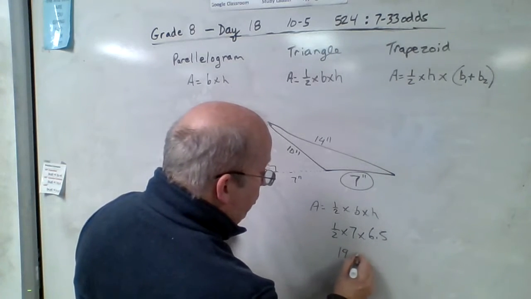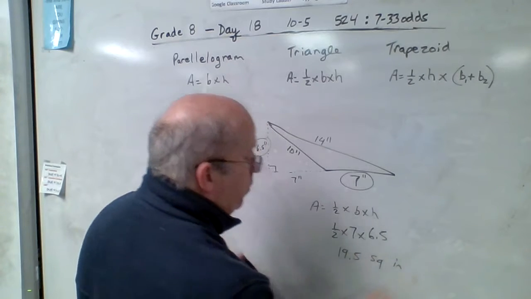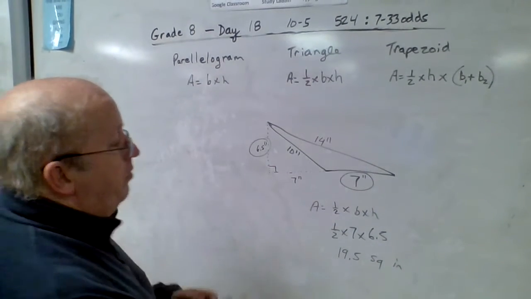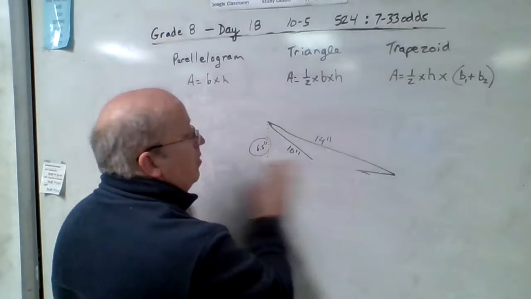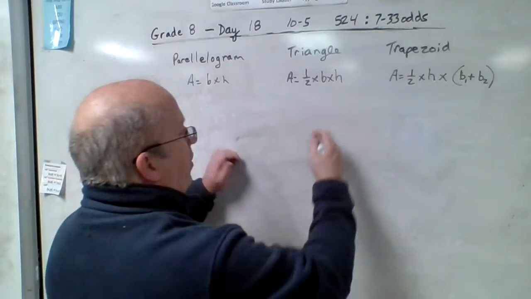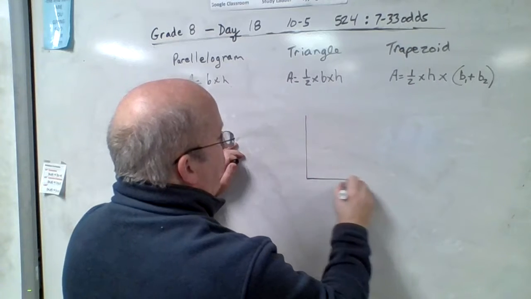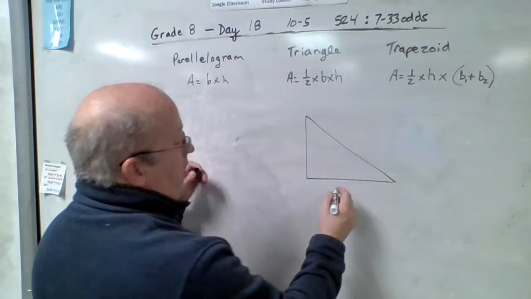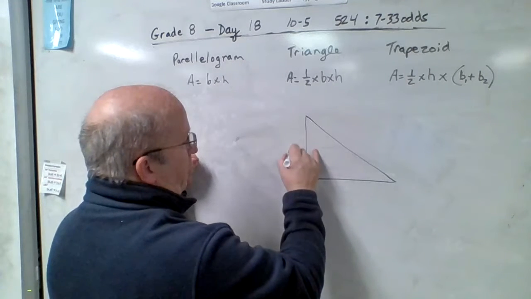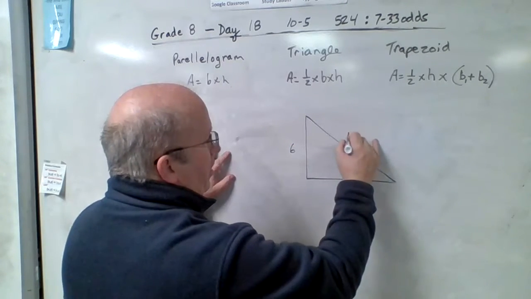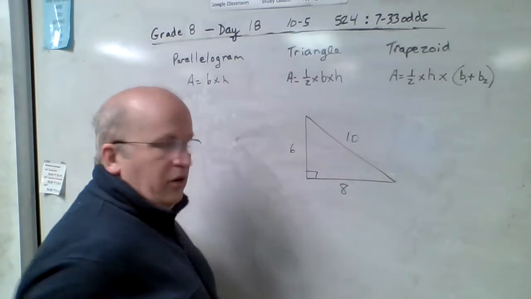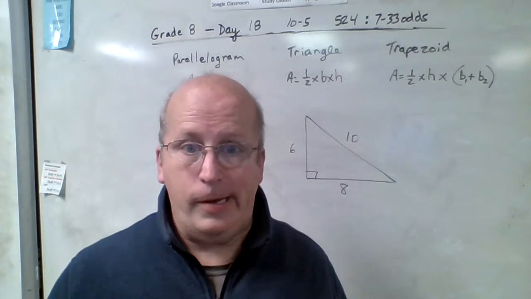19.5 square inches. So that would be the way we'd handle that. Most of your problems are going to be a little bit simpler than this. What do you do, though, with a case where you have, say, a right triangle? And let's say you have numbers of 6, 8, and 10. Which of those particular numbers are going to be our base and our height?